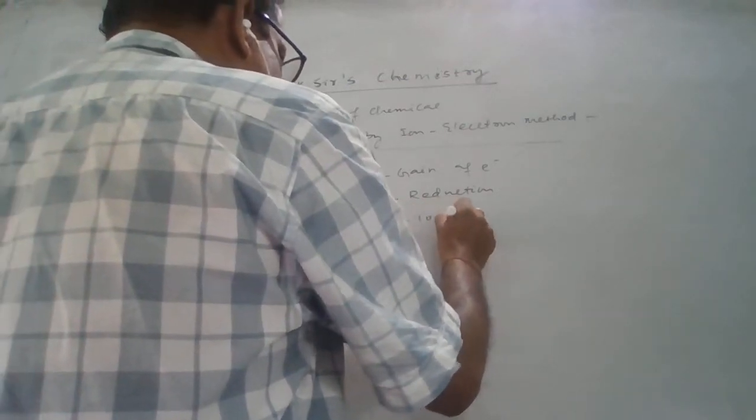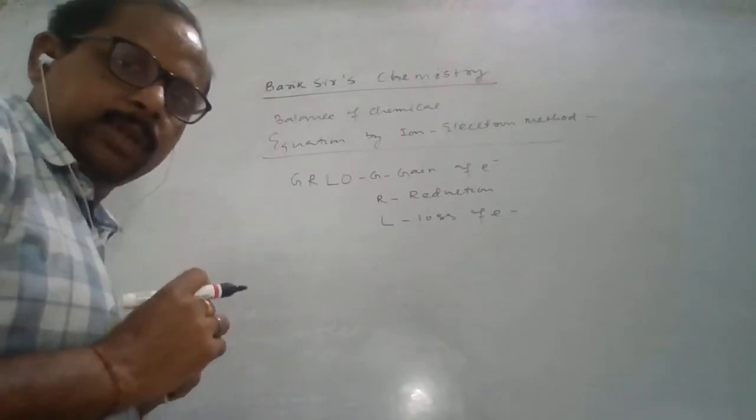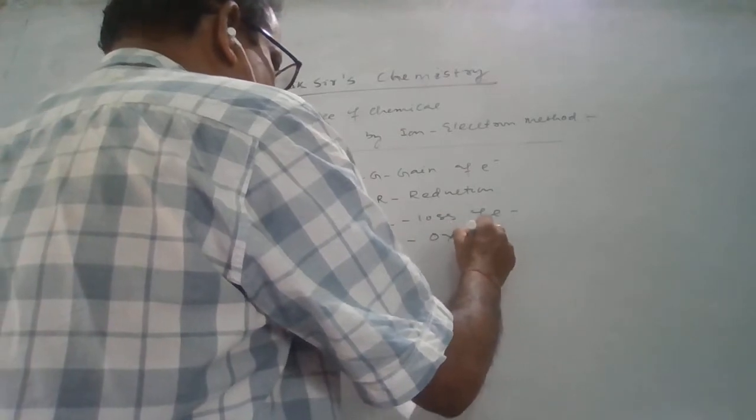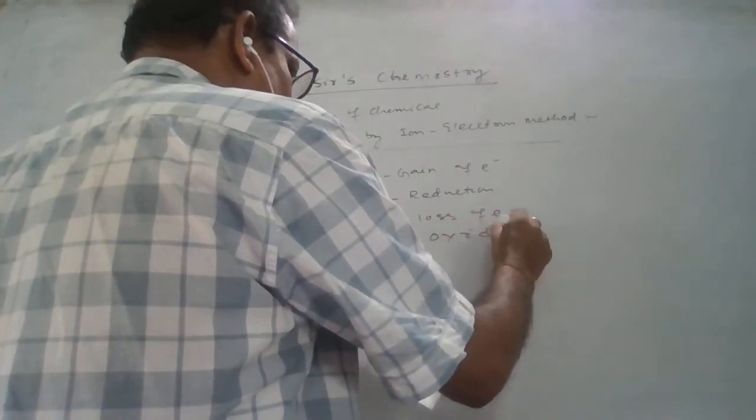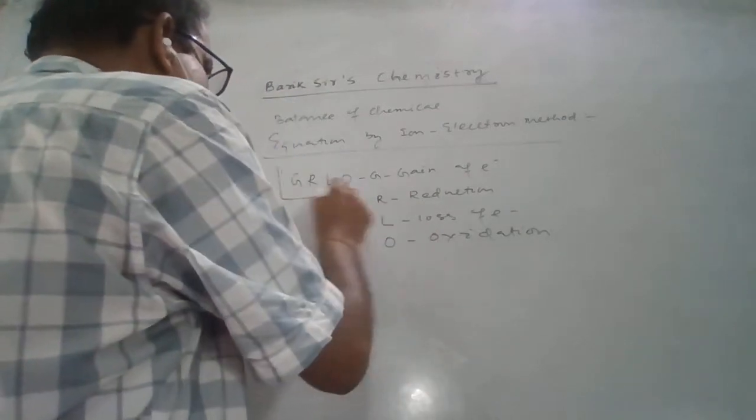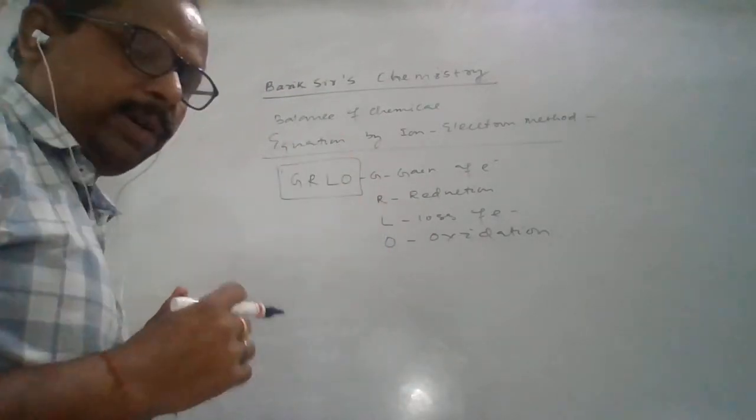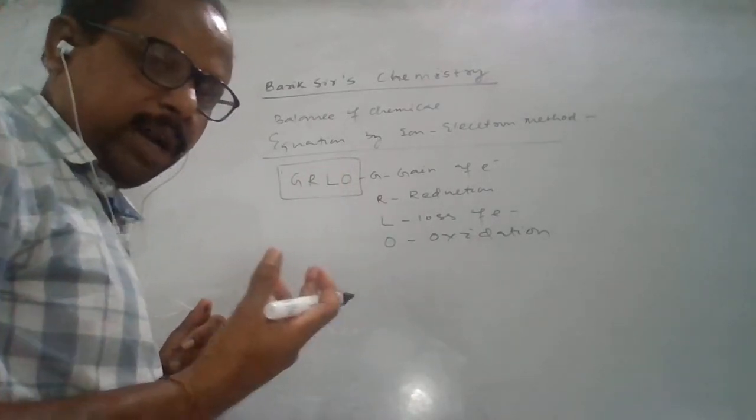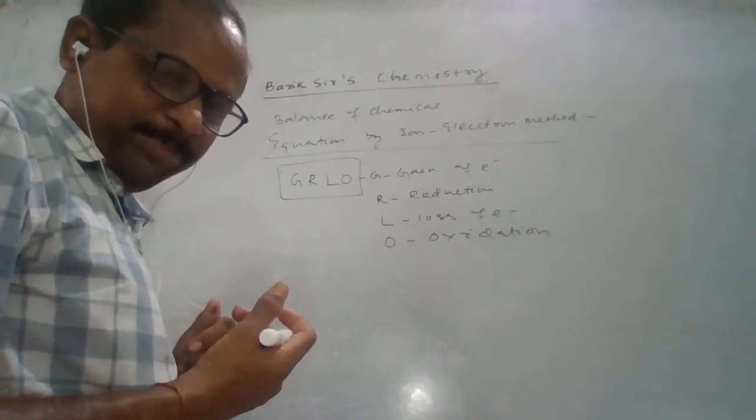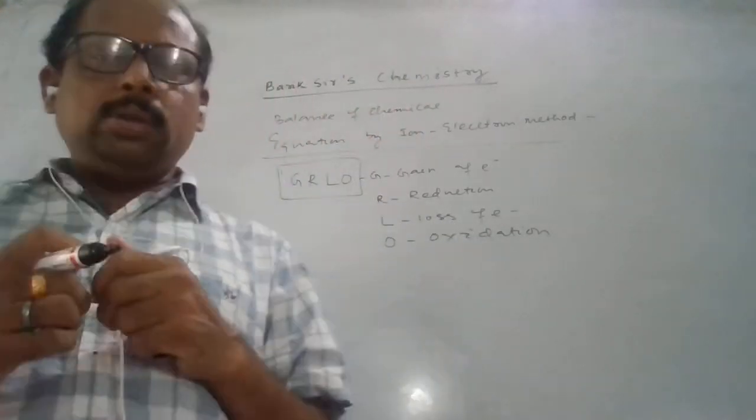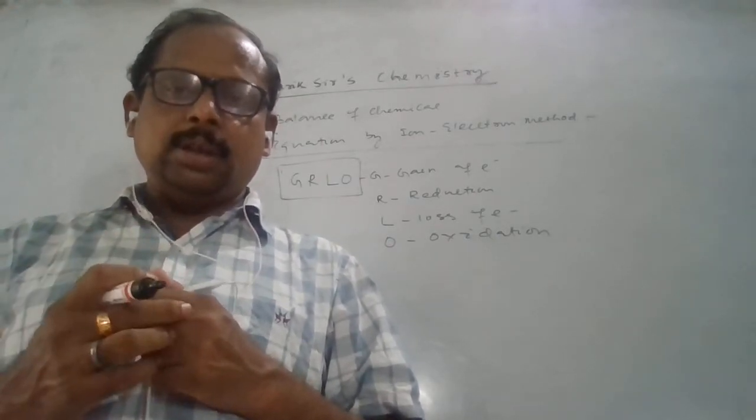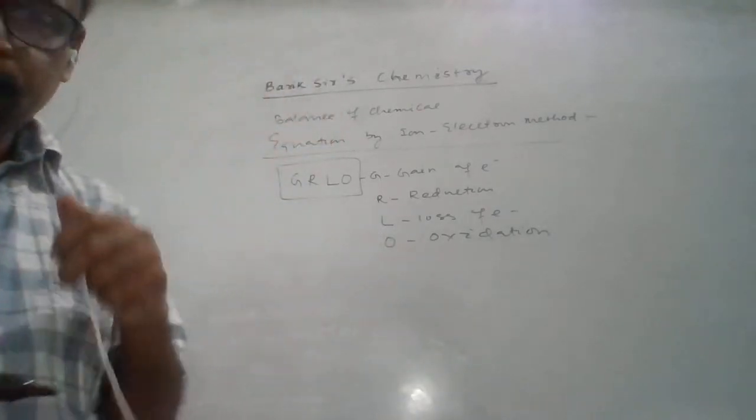L stands for loss of electron, and O stands for oxidation. So this simple word you have to remember. GRLO: gain of electron is reduction, loss of electron is oxidation. Very simple. GRLO. So that is gain reduction, loss oxidation.